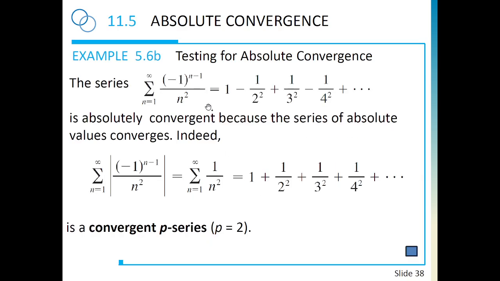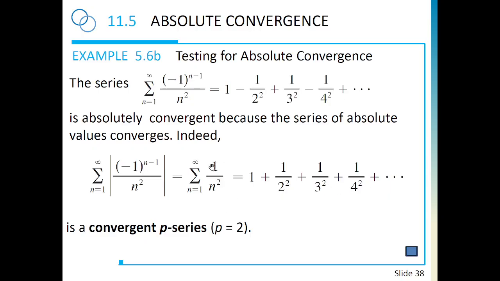Here, for instance, we have another alternating series: minus 1 to the power n minus 1, divided by n squared. So let's see if this is absolutely convergent or not. First thing is we take the absolute value of the general term. So we'll get only the positive part, and the change in sign disappears. We only have plus, plus, plus, plus, plus everywhere.